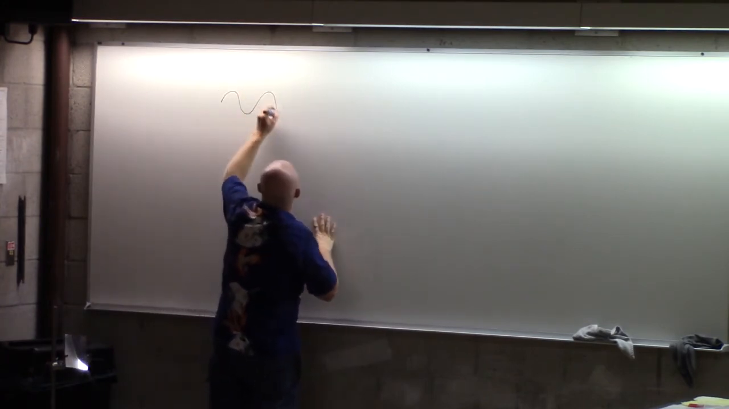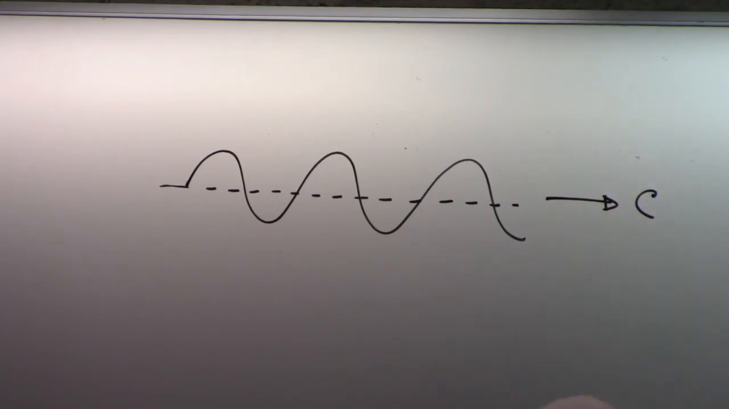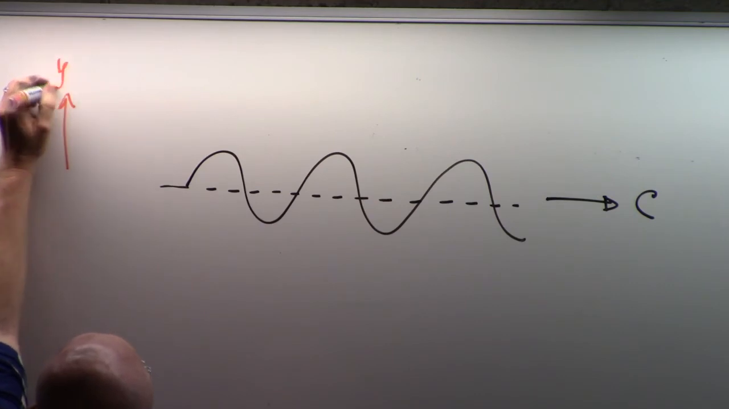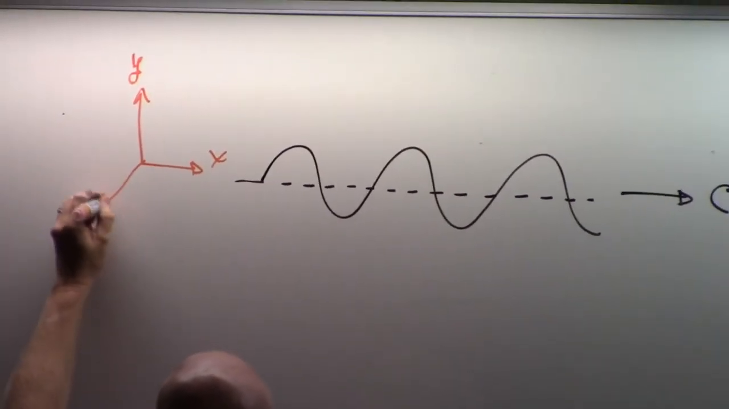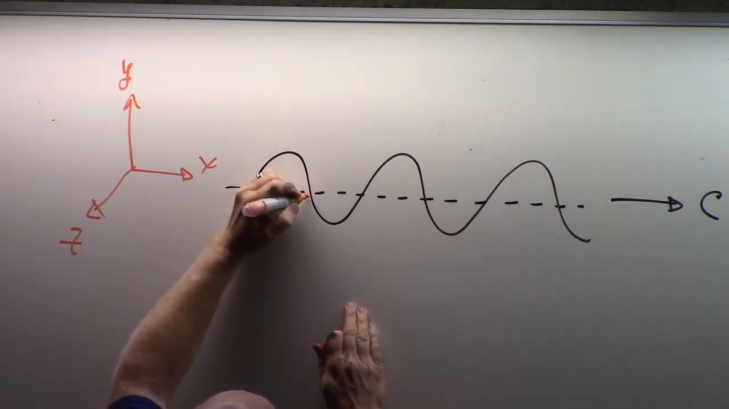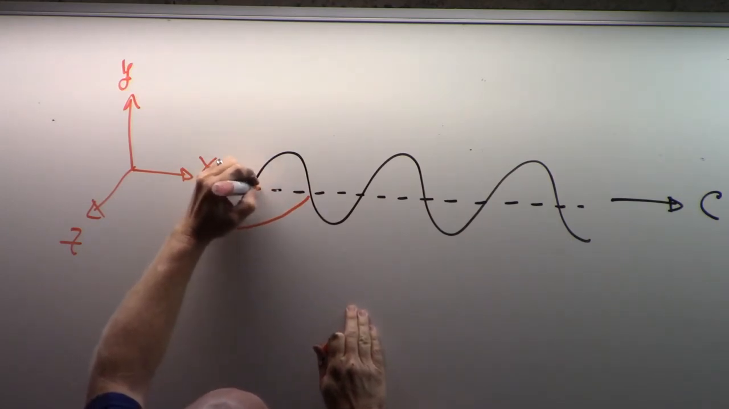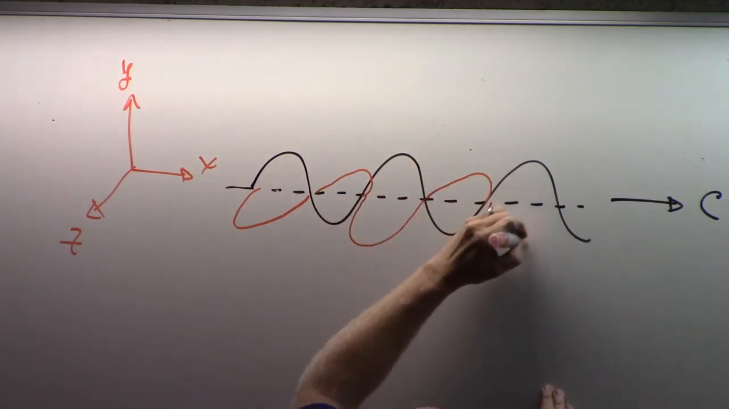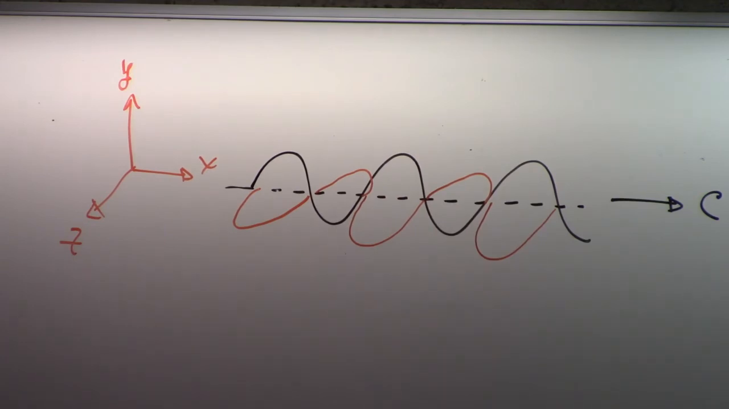If I had a wave, and I will say my wave is traveling with the speed c in the x direction, I'm trying to draw the electric field. I will try my best, but I probably won't do it really well. What would the magnetic field look like? Well, this is the y direction, and this is the x direction. Coming out of the board is the z direction. And so I would have a magnetic field that is supposed to be coming out this way. I told you my drawing wouldn't look that good.